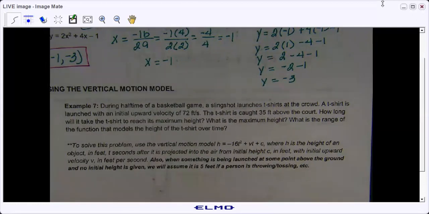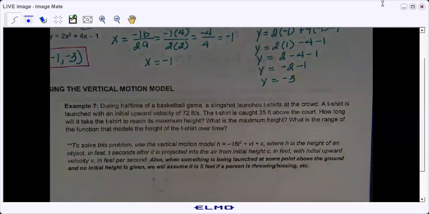72. 35. Yes, 72. It's traveling 72 feet per second. Yeah, but it's caught at 35 feet. So just because it goes 72 feet per second doesn't mean that it's at 72. That just means how fast it's going. It would be like me driving down the road, and I set my cruise for 60 miles an hour. I'm not at 60 miles yet, but I'm going that fast. That's kind of what this is talking about.